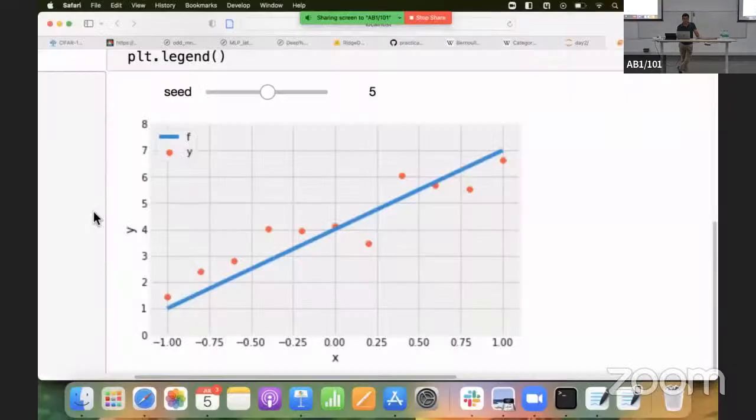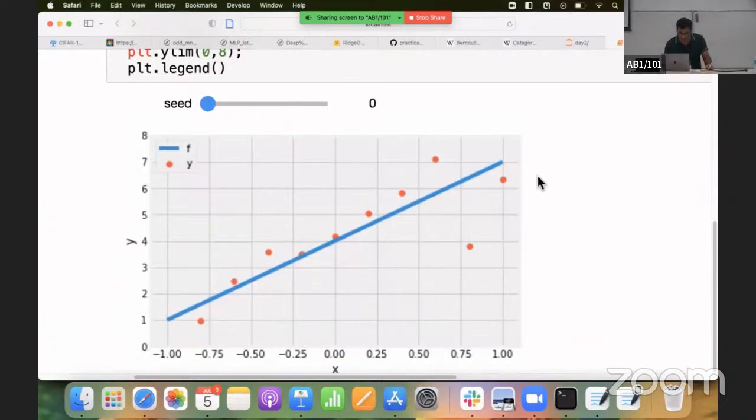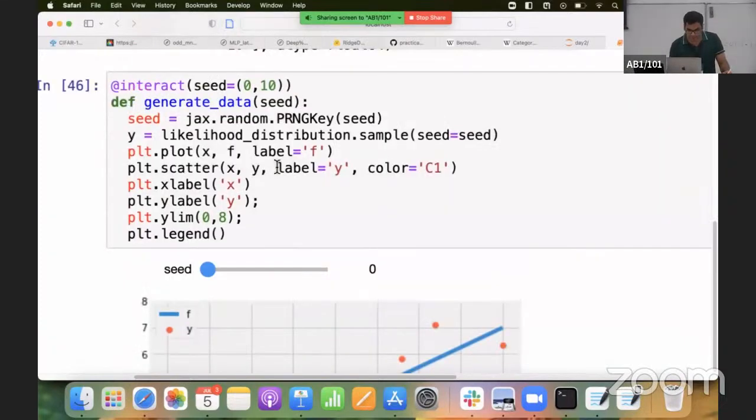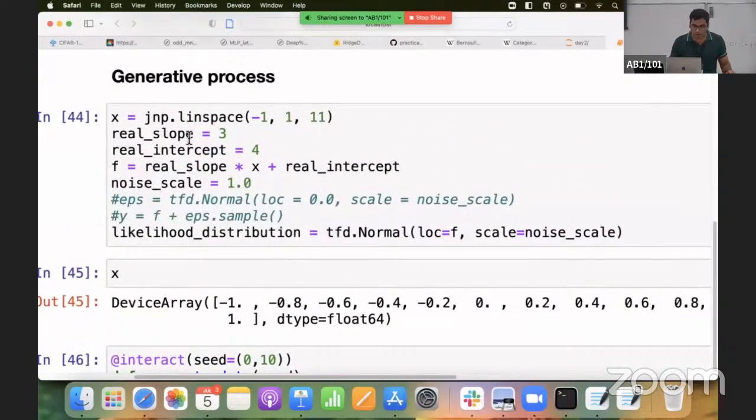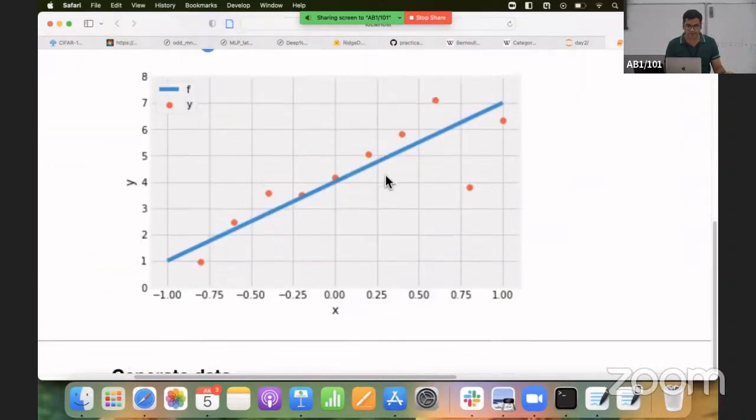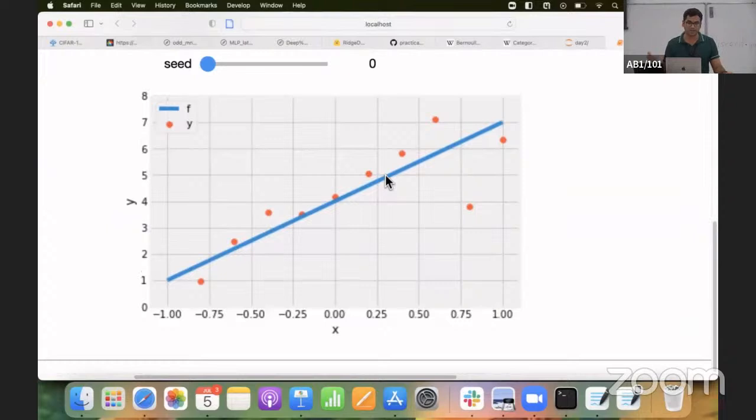So let's now try and look at the same thing as I was showing earlier. You have real slope is 3, real intercept is 4, f equal to real slope into x plus real intercept. So it's 4 plus 3x. And I'm now generating some samples from it. So you could have got any such sample set. You would have got x and y pairs, right? You would never get f.